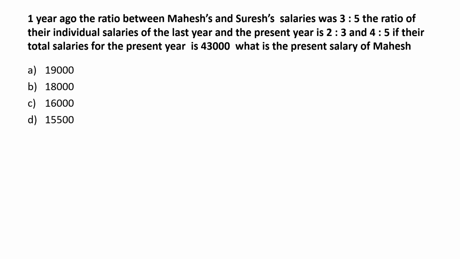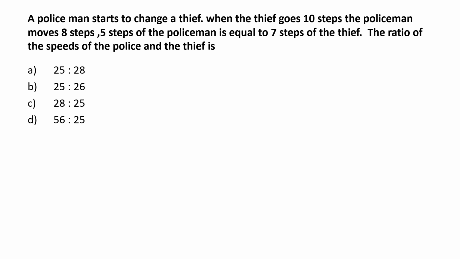1 year ago, the ratio between Mahesh and Suresh's salary was 3:5, and the ratio of the individual salary of the last year and the present year is 2:3 and 4:5. If the total salary of the present year is 43,000, what is the present salary of Mahesh? The same question again, and I am expecting you to solve this question. This is the replica of the question we just solved. Try to solve this question. It is the same type of question.